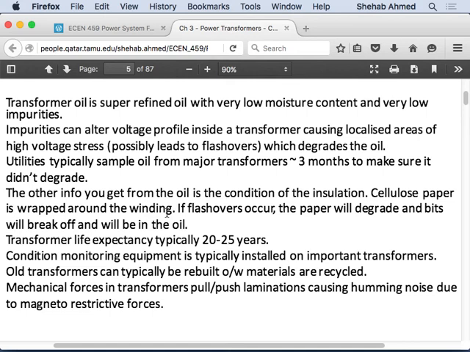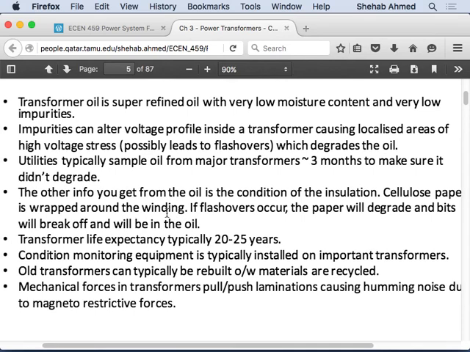So we use, for example, the cellulose paper or Kapton or whatever you want to use, and then you fill this thing with oil. But then if you have moisture coming in, for some reason it will attack this paper, and with time this paper will degrade, and then you have to keep sampling the oil. So that's one of the things that you would do.